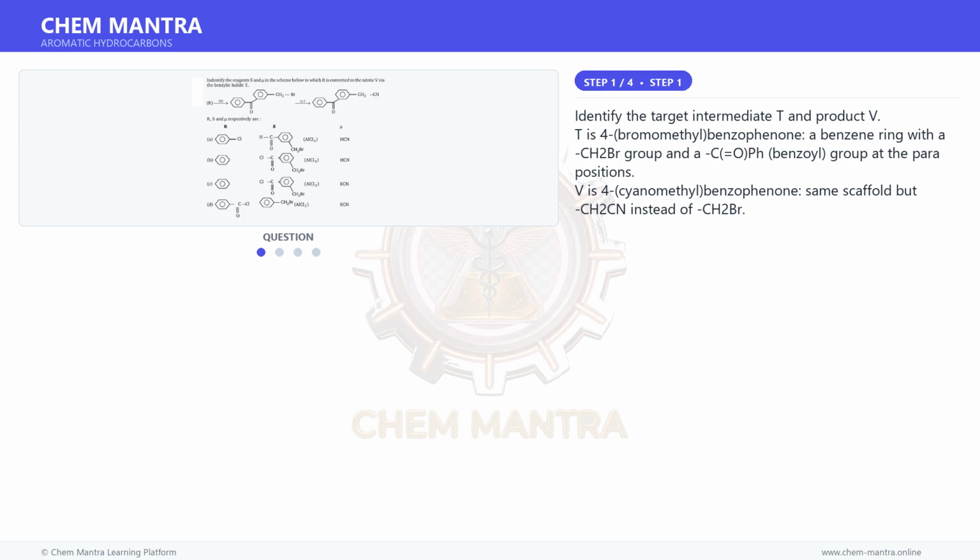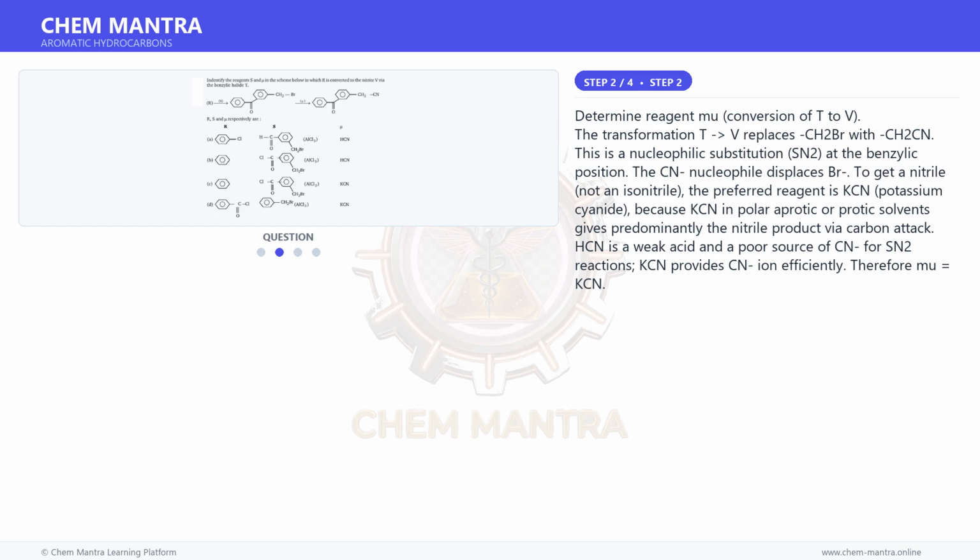T is 4-bromomethyl benzophenone, a benzene ring with a CH2Br group and a C=O, Ph, benzoyl group at the para positions. V is 4-cyanomethyl benzophenone, same scaffold but CH2CN instead of CH2Br. Moving on to the next step.